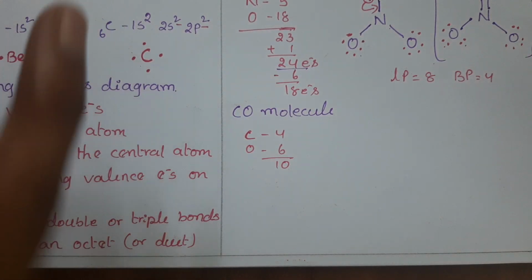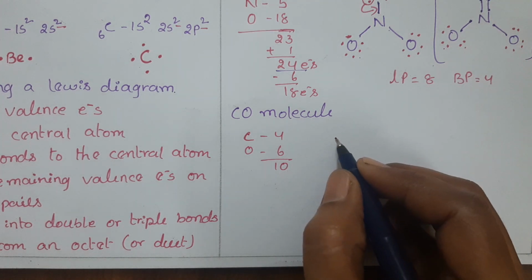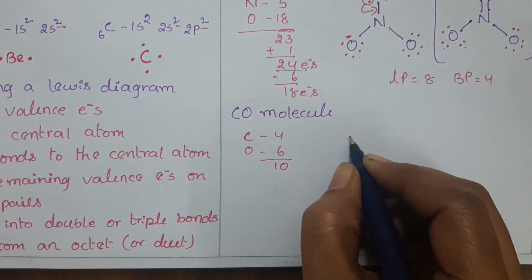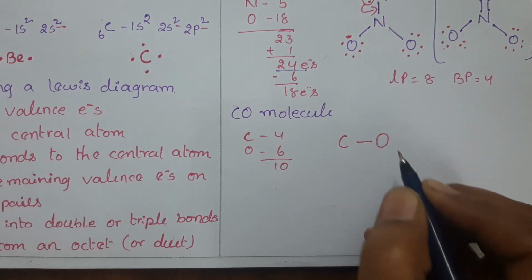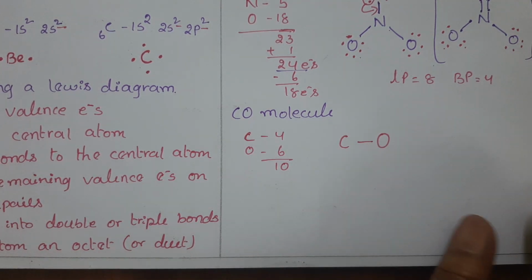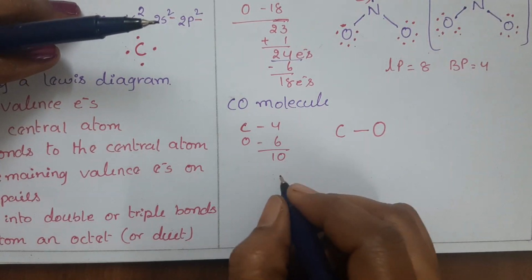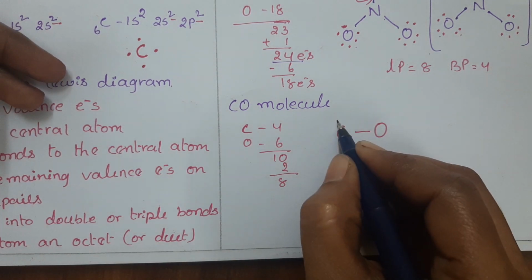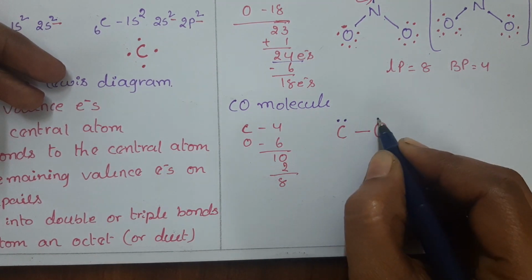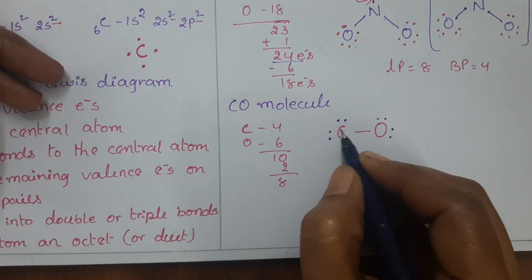So what is the next step? Finding the central atom. Here there is no central atom, just carbon and oxygen. So we have to draw a single line: C-O. Next, 2 electrons are used, so 10 minus 2 is 8 electrons. I have to arrange these 8 electrons as lone pairs: 1, 2, 3, 4, 5, 6, 7, 8. Okay.